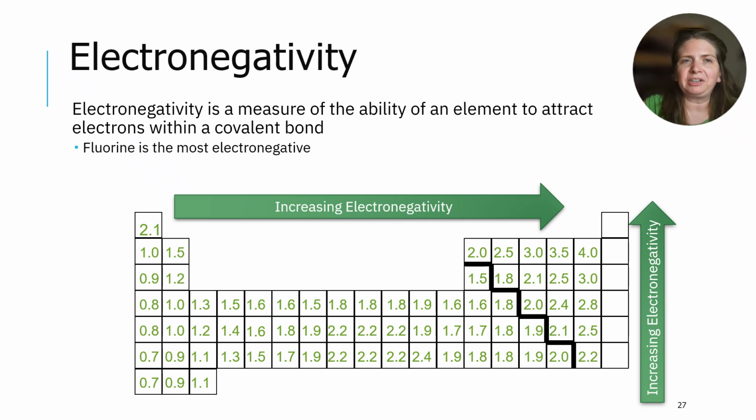Electronegativity is a measure of an element's ability to attract electrons within a covalent bond. This periodic table shows the electronegativities of various elements, so that you can see an overall trend. Fluorine is the most electronegative element, and it is assigned a value of 4.0. In general, the closer an element is to fluorine on the periodic table, the more electronegative it is. We leave noble gases out of this trend because they typically do not participate in covalent bonding.